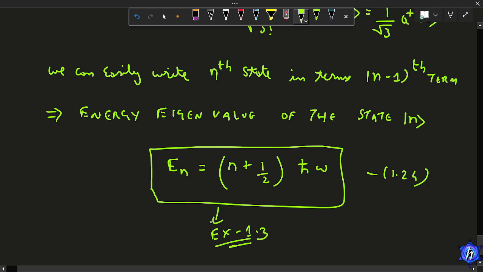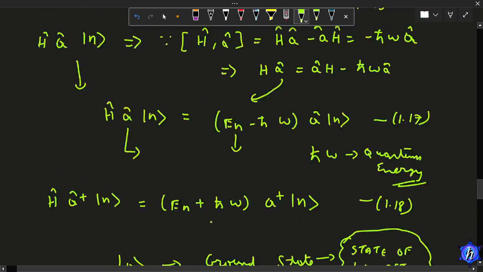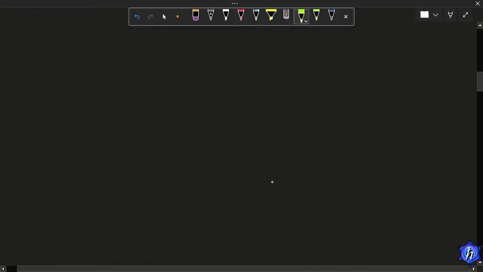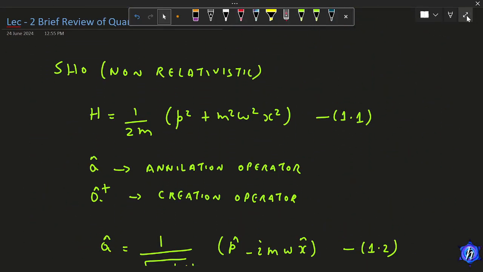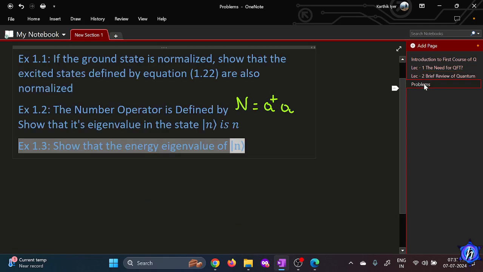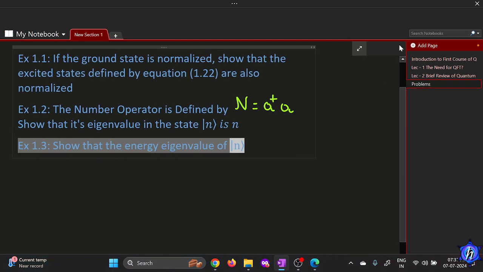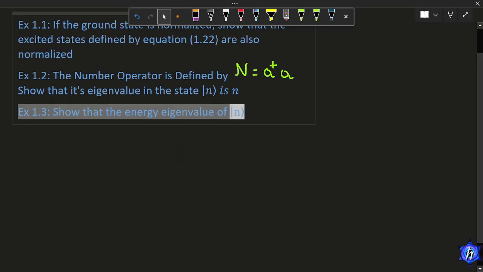So this was a brief overview of the quantum mechanics that we might need. So let's go to some problems. I have about 3 problems. We'll solve these 3 problems, and we'll move ahead with these problems.